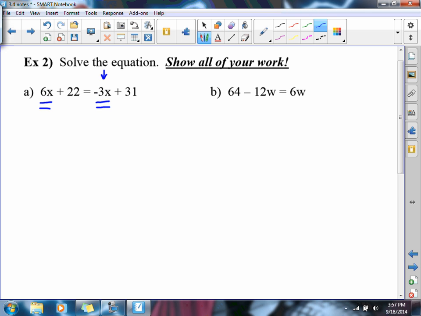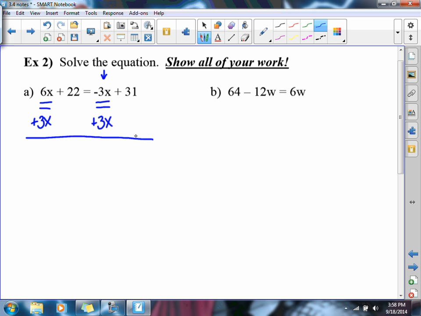It's kind of like you're picking on the little guy. That's not really a nice or friendly way to think about it, but he's little. He maybe doesn't weigh as much. He's easier to move and push around. So I'm going to move him to the other side and get him together with the 6x, so he'll be over with a big guy who can protect him. How I move him is I do the opposite operation. He's a minus 3x, so I'm going to add 3x. And what I do to one side of my equation, I have to do to the other side of my equation.